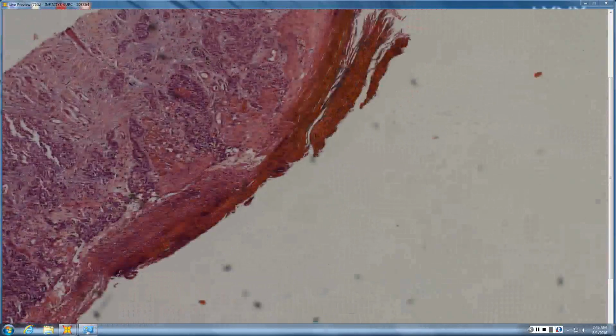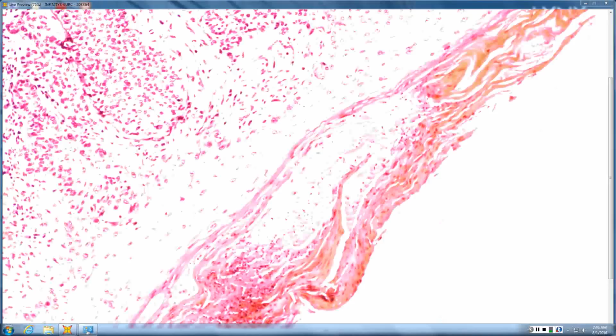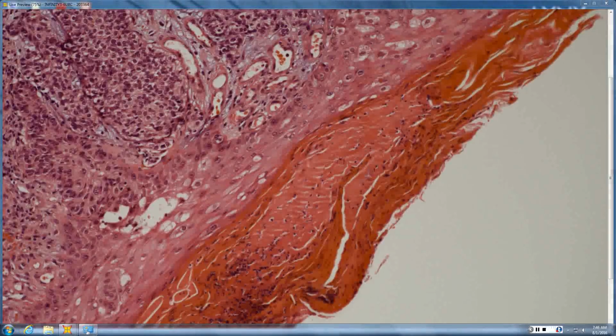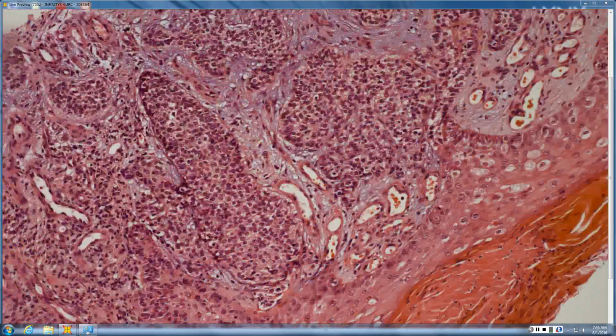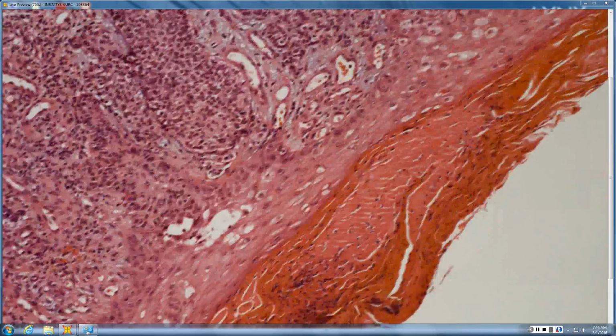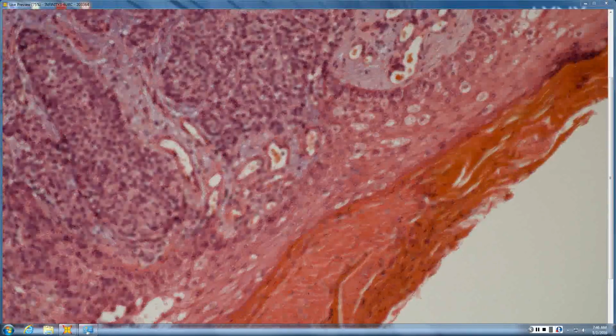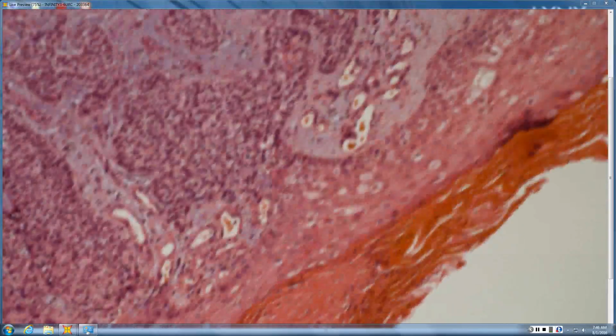Some pagetoid spread. So you definitely have some buckshot scatter, pagetoid spread in the epidermis. Lots of atypia, kind of extended downward. Looks like maybe some nuclei in the horn. Definitely have a crust overlying. Right. So I guess you could think of a Paget's disease or pagetoid spread from melanoma.